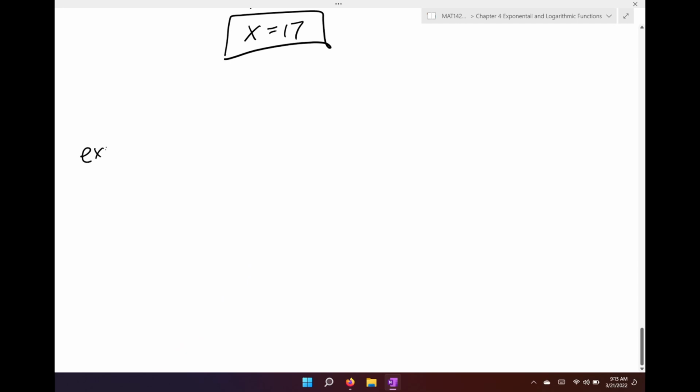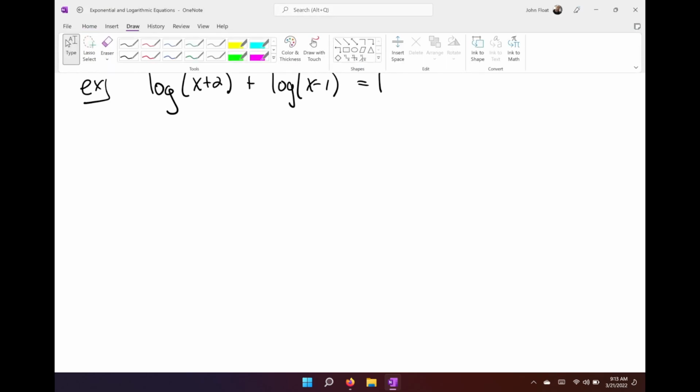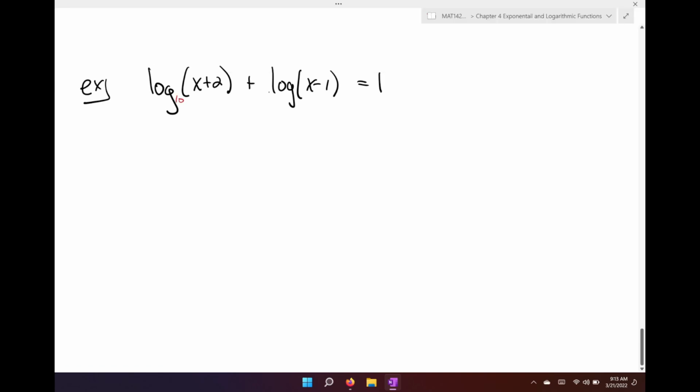So here's another example. Let's solve the log of x plus 2 plus the log of x minus 1 equals 1. Now, hopefully, a couple of things are snapping off in your brain, like little fireworks. First, notice that the bases are the same.